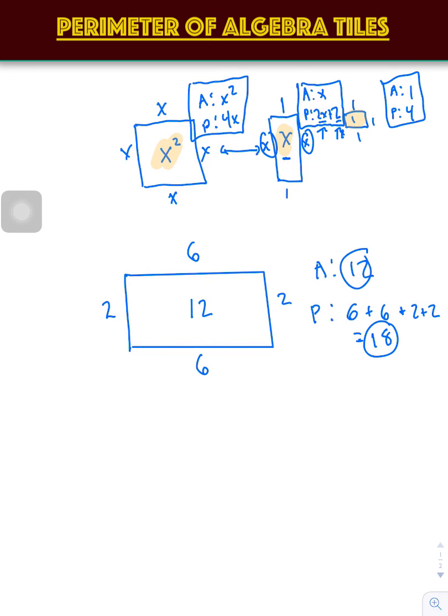So that's an introduction to what we're going to be doing with the perimeter of algebra tiles. Just in the same way with a regular rectangle where you would add up all the sides, you do the same with the tiles. And again, the key throughout all this is to remember that different types of units cannot be combined.